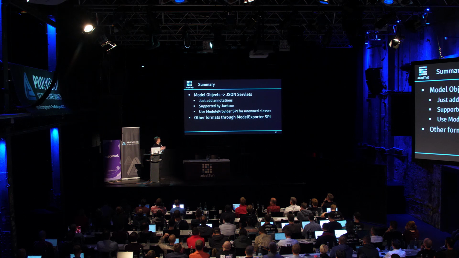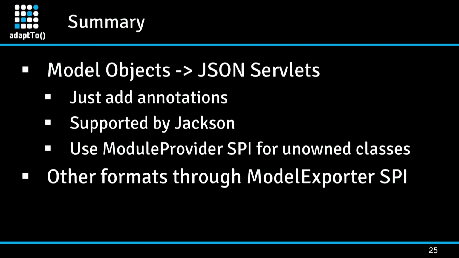So to sort of summarize, and this went a lot faster than I was thinking, but that's fine. To summarize, the use case that we're targeting is all around taking model objects and converting them to some other format. Generally, that's going to be this JSON servlet. Just add annotations. What we support within the Sling project is all powered by the Jackson library. You can use this module provider for unowned classes, and other formats and other libraries can be done through the model exporter SPI.